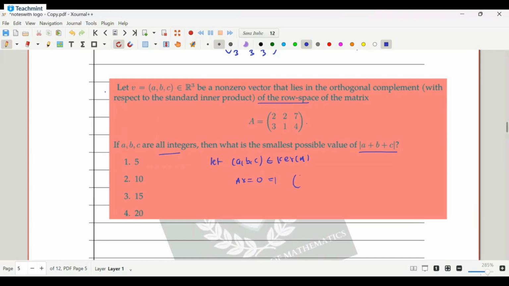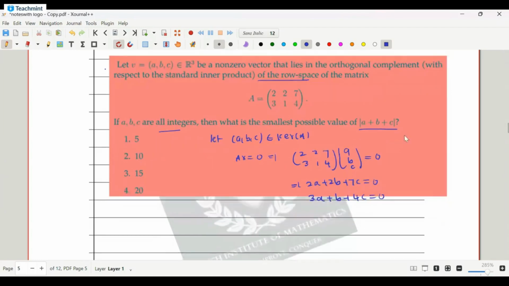So (A, B, C) belongs to kernel of A ante, then A into (A, B, C) equal to 0 kavali, sir. That means the matrix 2 2 7, 3 1 4 into (A, B, C) ante, which is equal to 0 0 0. So which is equal to 2A plus 2B plus 7C equal to 0, 3A plus B plus 4C is equal to 0, sir. Right? So from the first equation, 2A plus 2B is equal to minus 7C, which is equal to A plus B is equal to minus 7 by 2 into C.